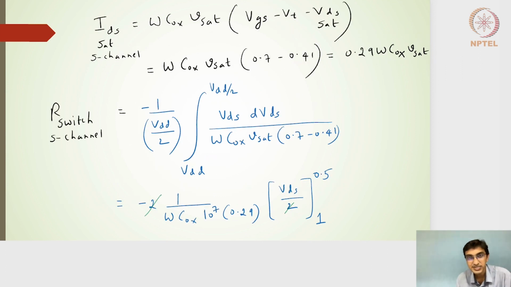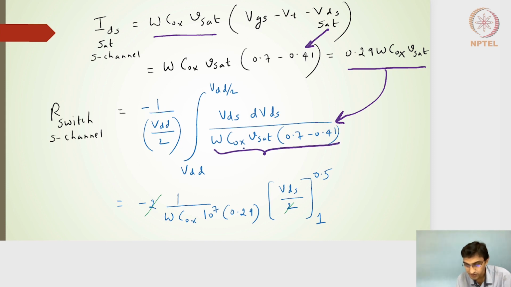Moving ahead, IDS saturation for the short channel is nothing but W C oxide velocity saturation into (VGS minus VT minus VDS saturation). The VDS saturation is anyways fixed, which is 0.41, and then 0.7. So it turns out to be 2.29 W C oxide velocity saturation. If I take this into the current expression, and then VDS by IDS into dVDS, all these parameters are constant values, so I can easily take them out. What remains inside the integral is VDS, so the solution of that integral will be VDS squared divided by 2. That's what I've done here.